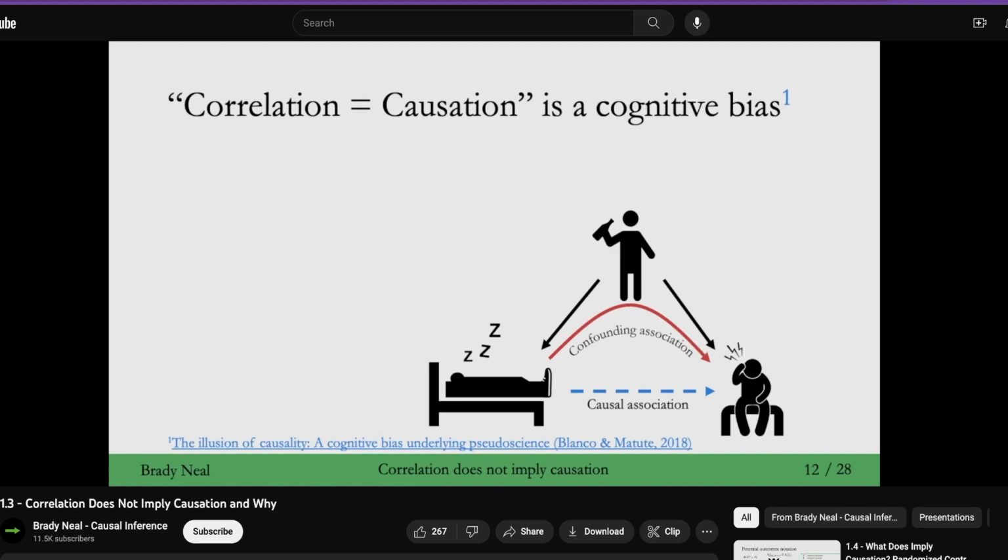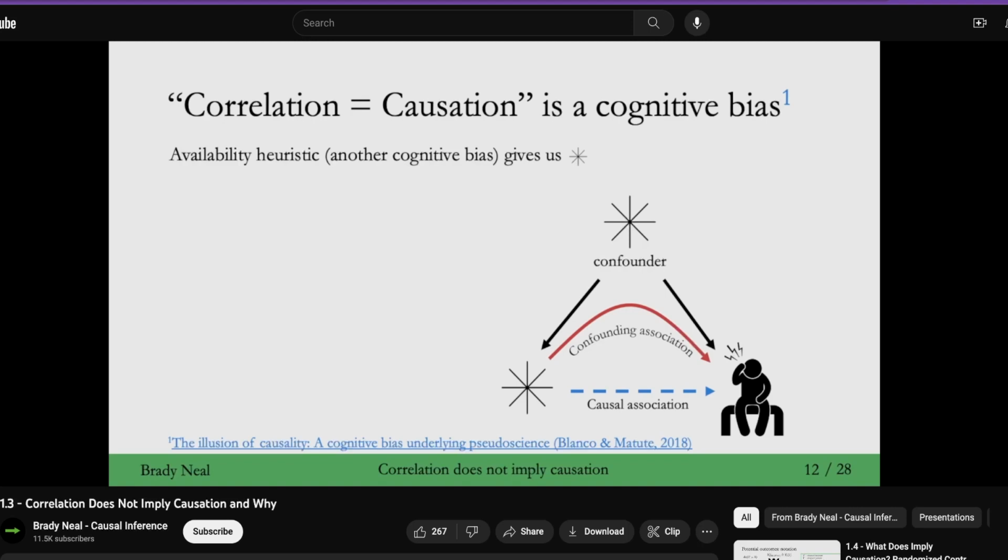In this example, where shoe sleeping is associated with a headache, you could actually just replace shoe sleeping with star, just anything associated with your headache. And this star could come from a variety of different places. One is the availability heuristic, which is another cognitive bias. What does the availability heuristic say? It roughly says that what star will come into your mind is just whatever is most readily available in your mind.